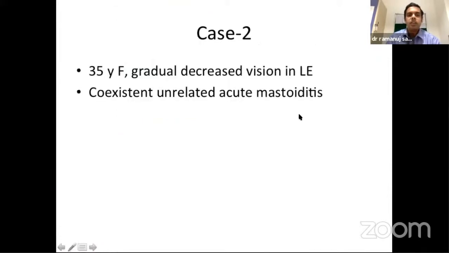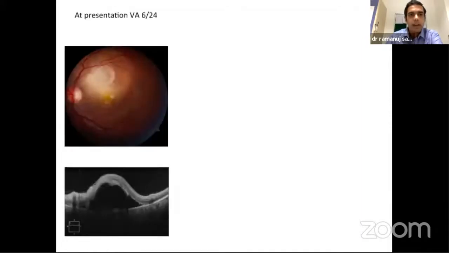My next patient is a 35-year-old lady who presented with gradually decreased vision in the left eye for the last couple of weeks, but she also had a coexistent, unrelated acute mastoiditis. At the time of presentation, she had a visual acuity of 6/24. We can see the presence of a subretinal lesion, and this lesion was confirmed as cysticercosis on ocular ultrasound. But due to mastoiditis, rapid ENT clearance could not be obtained.